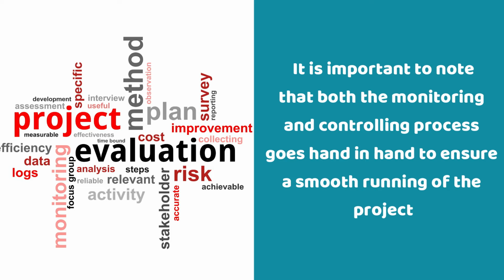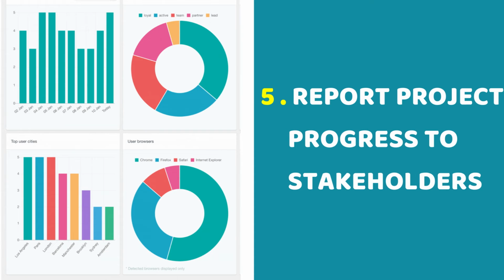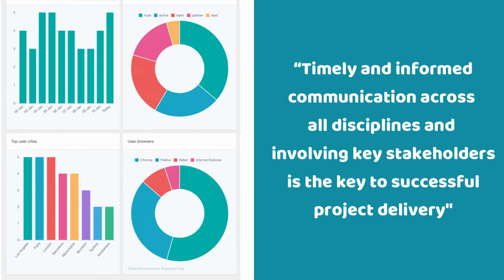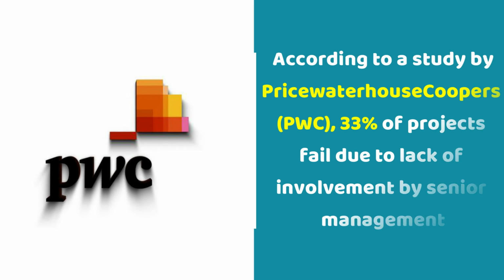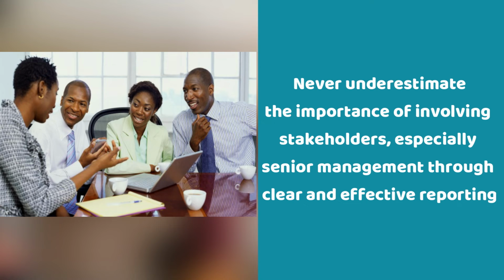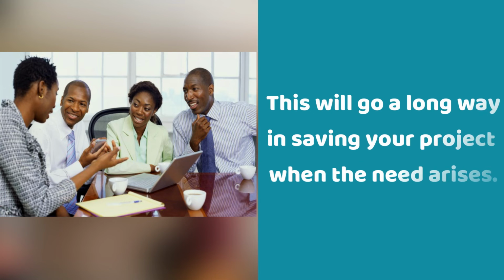Step number 5, a final but key step, is to report project progress to stakeholders. Remember that timely and informed communication across all disciplines and involving key stakeholders is the key to successful project delivery. According to a study by PricewaterhouseCoopers, 33% of projects fail due to lack of involvement by senior management. Never underestimate the importance of involving stakeholders, especially senior management, through clear and effective reporting. This will go a long way in saving your project when the need arises.